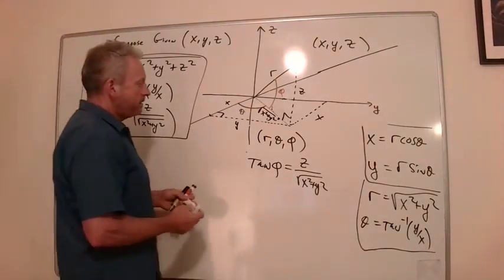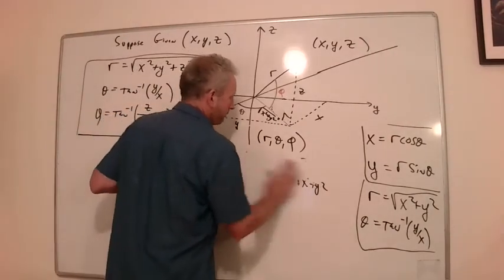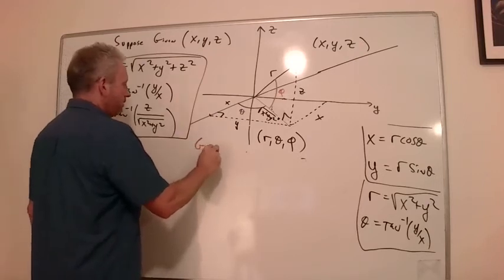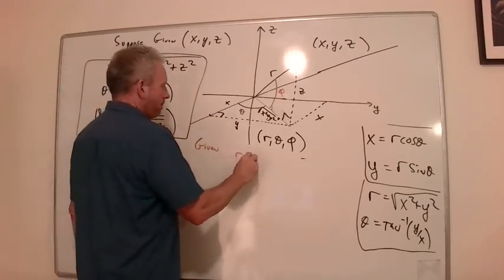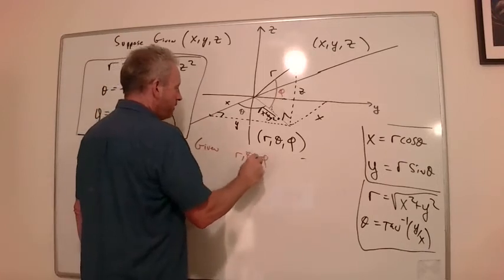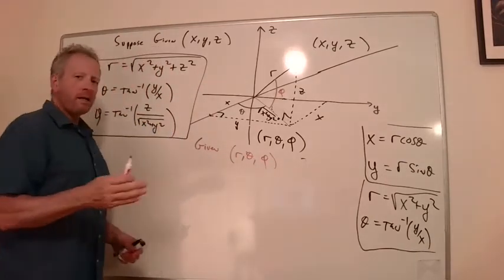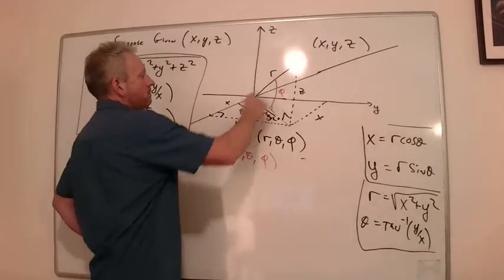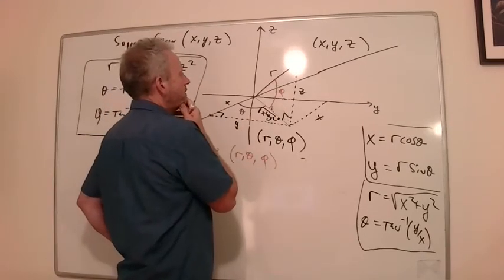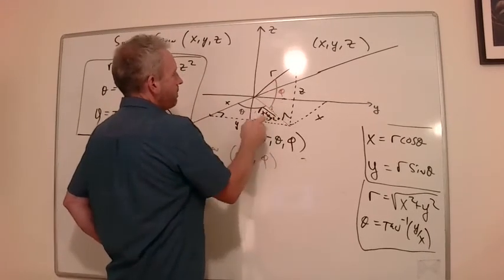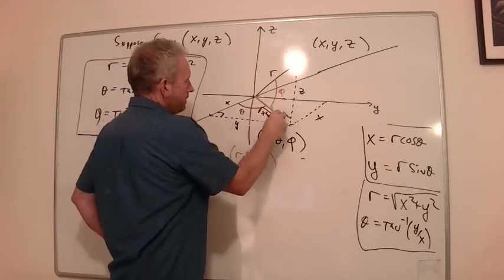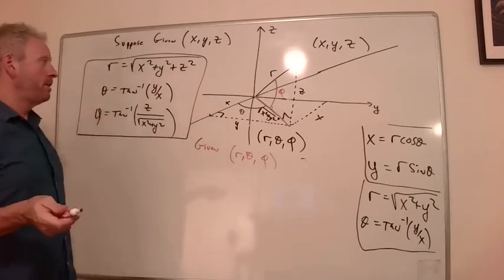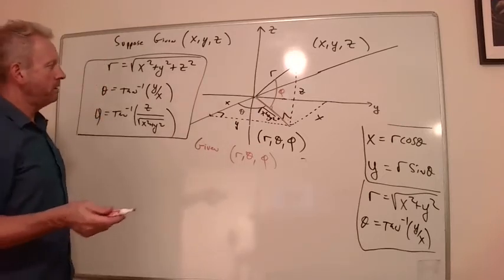Now, what's the final thing we need to do to finish this off? The final thing we need to do is say suppose we're given r, theta, and phi. What are x, y, and z? Well, we're given r, and we're given phi, that means I can determine the length of this hypotenuse. And if nothing else, it gives me something to do. And that's good.